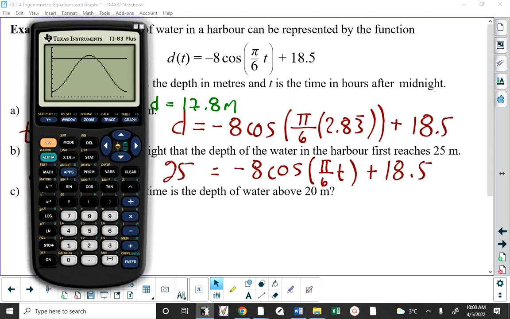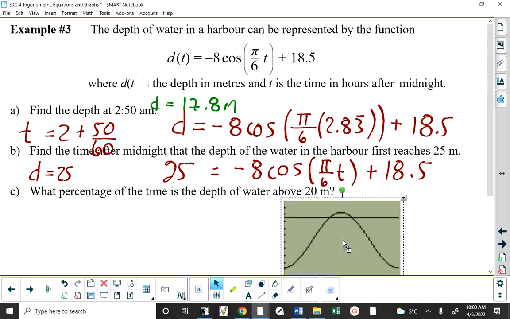So you'll notice there are two solutions here. There's a solution here and here, but the question is, when does the water first reach a depth of 25? So all we need to do is find the x-coordinate of that first intersection point, and we will have our answer.